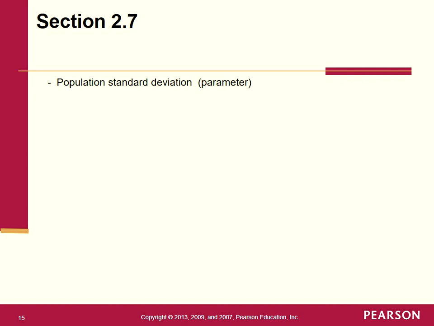Okay, so population standard deviation, that's a parameter, right? It's a measurement coming from the population. It has a Greek letter, and it's the lowercase sigma. Actually, the uppercase sigma is the summation sign that you've already been seeing. So there's what a sigma looks like.